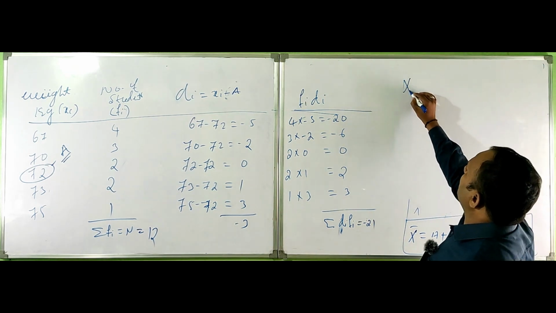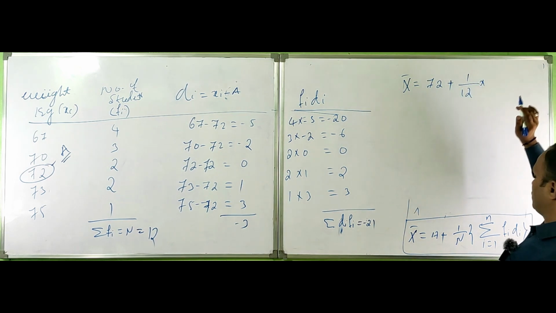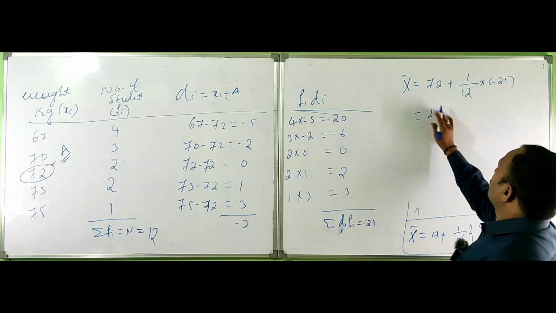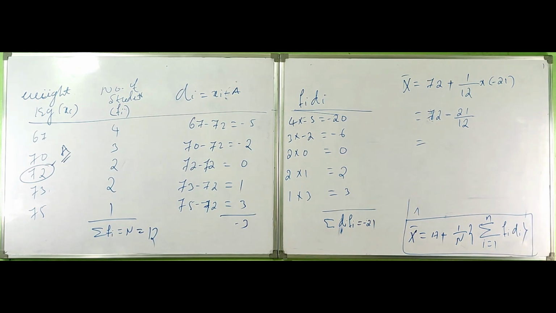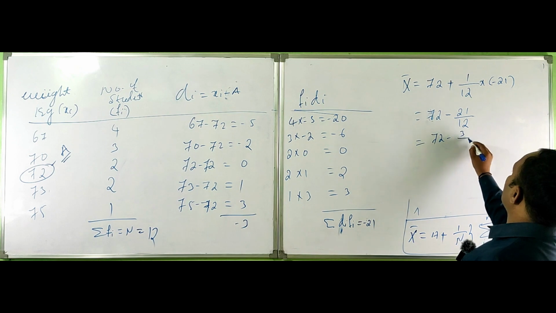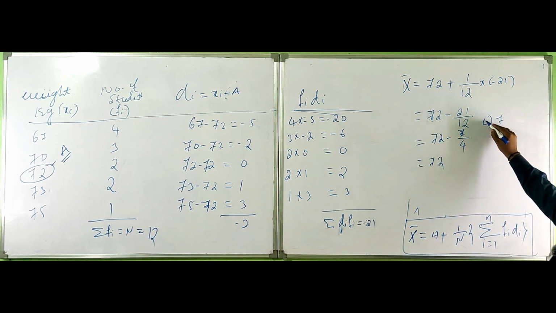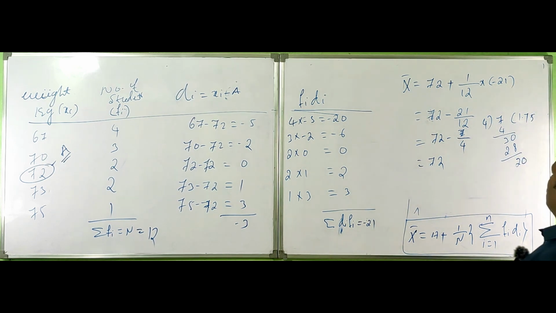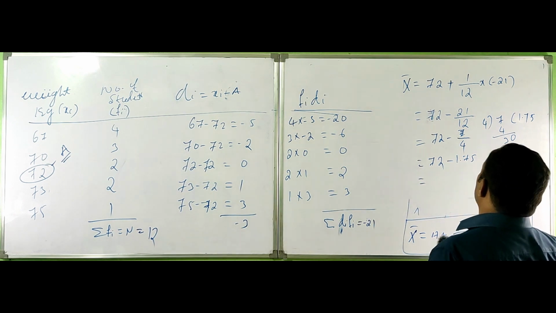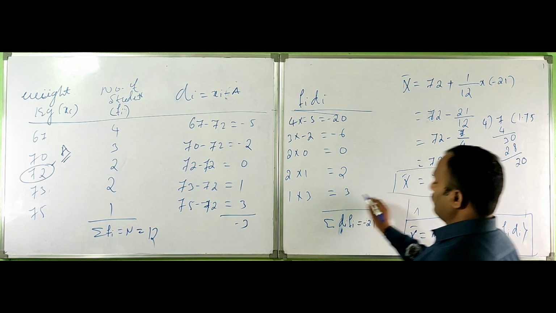Therefore, x bar is equal to A is 72 plus 1 by n, 1 by 12, into summation of f of i di, which is minus 21. This is equal to 72 minus 21 by 12. 3 sevens are 21, 3 fours are 12. This is equal to 72 minus 7 by 4. 7 by 4 is 1.75. So 72 minus 1.75 is 70.25. x bar is 70.25 kg, I think so.